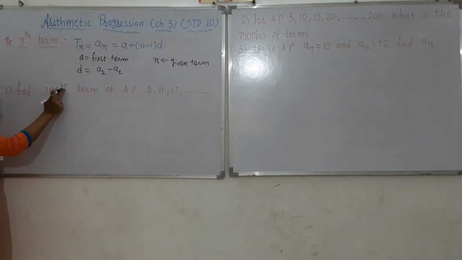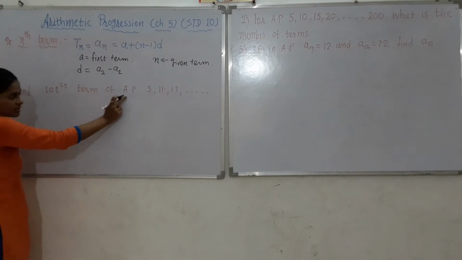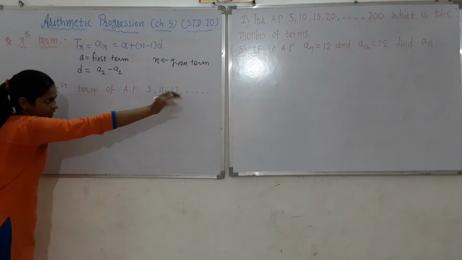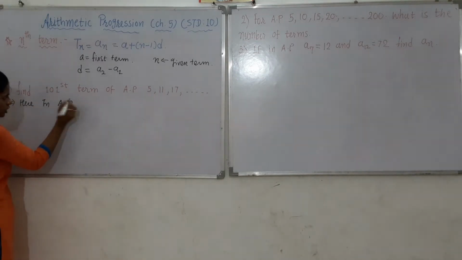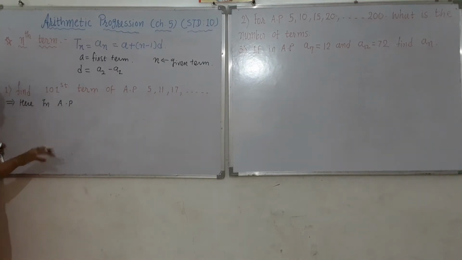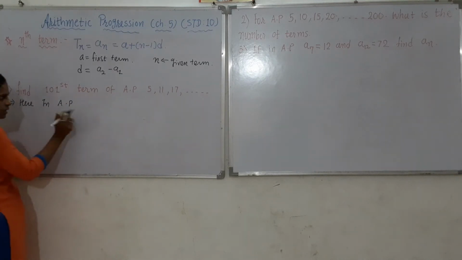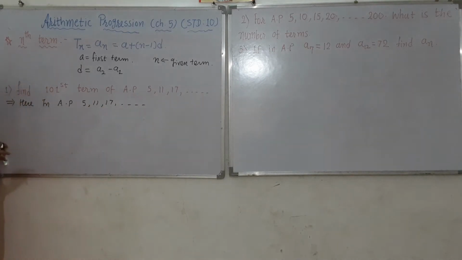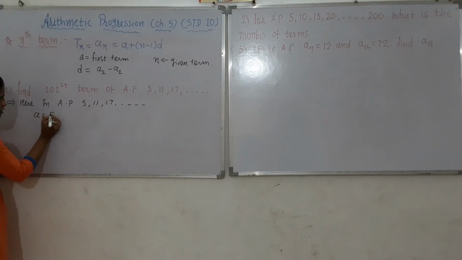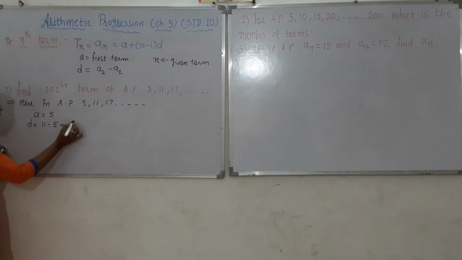Find the 101st term of the arithmetic progression 5, 11, 17 ... So in this question, the arithmetic progression is given. That's why you should write here the arithmetic progression 5, 11, 17 ... First of all, you should write a and d. So what is your a? A, that means the first term, is 5. What is your d? D means the second term minus the first term you are supposed to take. So this is your 6.